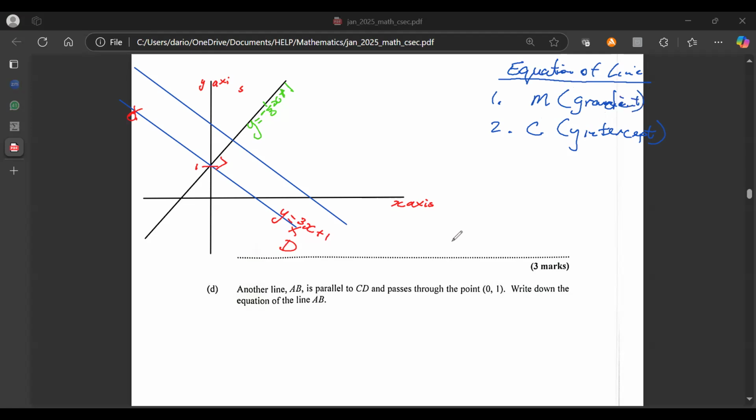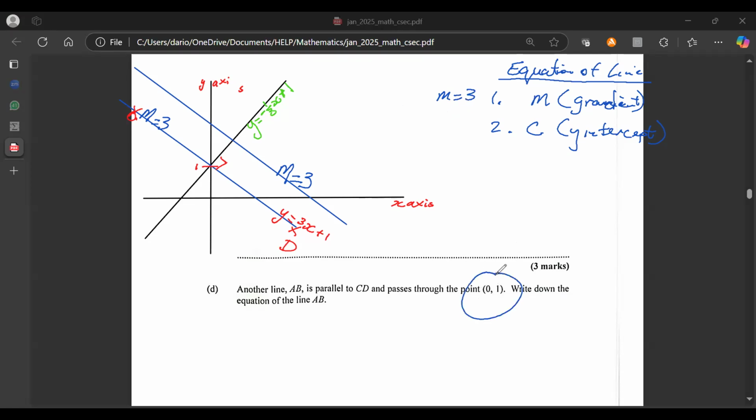So the y-intercept, which is C, and the gradient. Thank you. Now, remember, for parallel lines, the gradients are the same. So if the gradient for this line was 3, then the gradient for the new line is 3. So we know that one. So m is equal to 3.